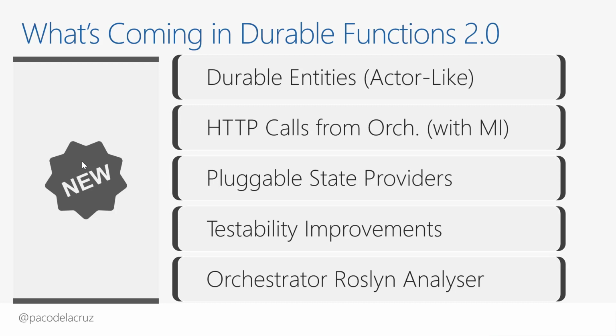They are also providing some improvements for testability, so you will be able to better test your durable functions. And they are also providing a Roslyn analyzer, so whenever you have some code that is not compliant with the requirements of an orchestrator, that makes your workflow non-deterministic, you will see these warnings in your editor, like VS Code or Visual Studio.